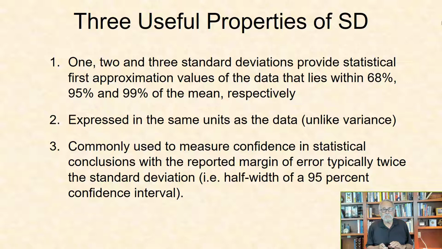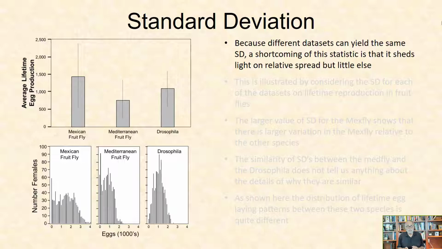Third, the standard deviation is commonly used to measure confidence in statistical conclusions, with a reported margin of error typically twice the standard deviation, i.e., half the width of the 95% confidence interval. Because different data sets can yield the same standard deviation, a shortcoming of this statistic is that it sheds light on relative spread but little else.